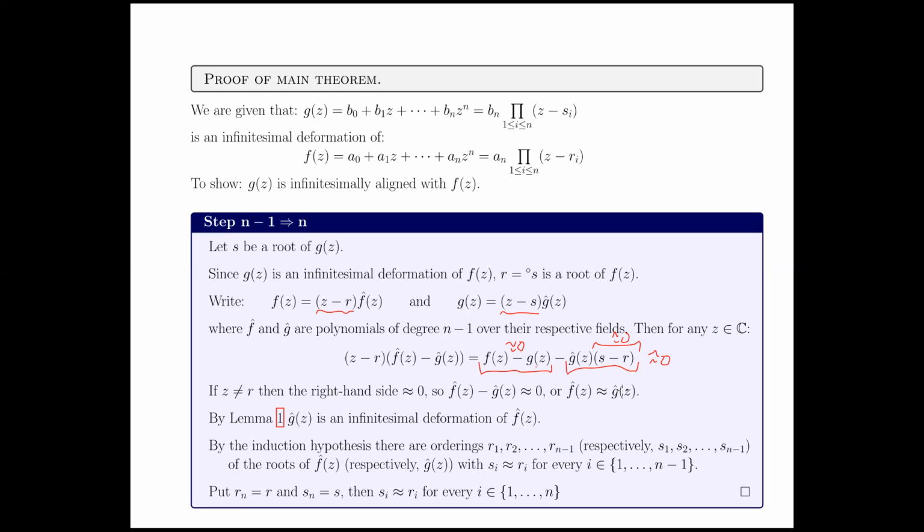But that's enough to get that it's an infinitesimal deformation of the coefficients by the earlier lemma. And a remark: you don't really need them to be equal for all z. It suffices that they're equal for infinitely many z to get the coefficients being the same. So g hat is an infinitesimal deformation of f hat. And now by induction, the roots of g hat and the roots of f hat can be put into a correspondence, so every root of g hat is infinitesimally close to a root of f hat. And then if we put R sub n equal R and S sub n equal S, then we've got that for every i, S sub i is infinitesimally close to R sub i.